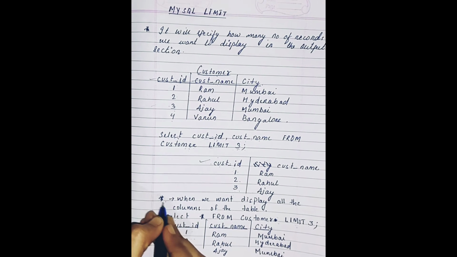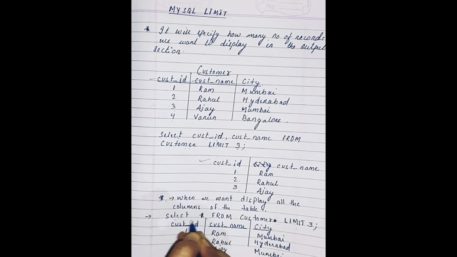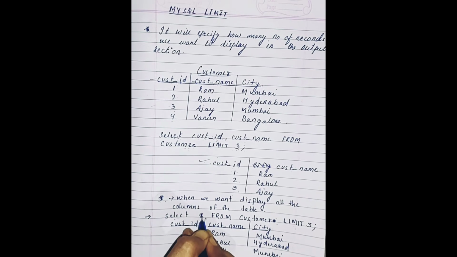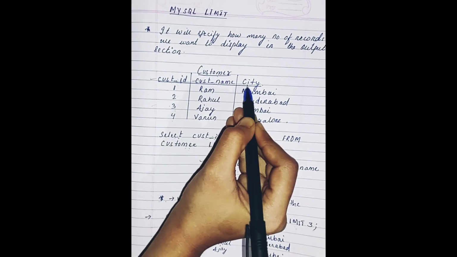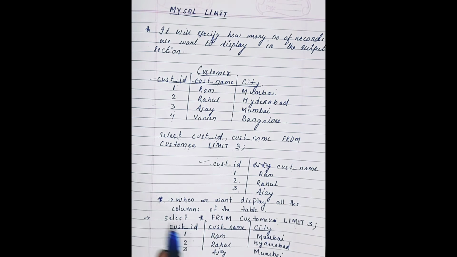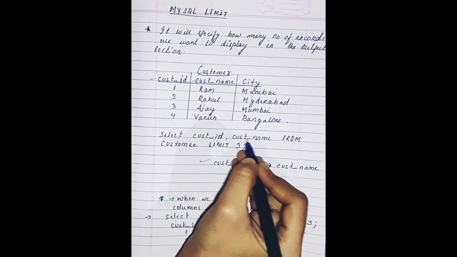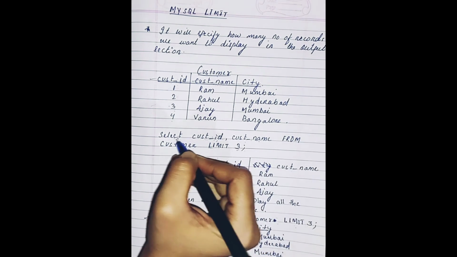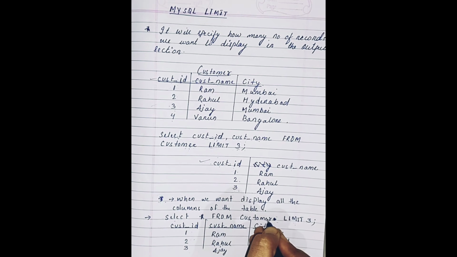Now moving ahead, what is the meaning of asterisk? Like after SELECT we sometimes write SELECT * FROM customer. What does this mean? Asterisk means when we want to display all the column names in the output section, we will simply write asterisk. There is no need to write all the column names one by one after SELECT. So we can simply write SELECT * FROM customer.